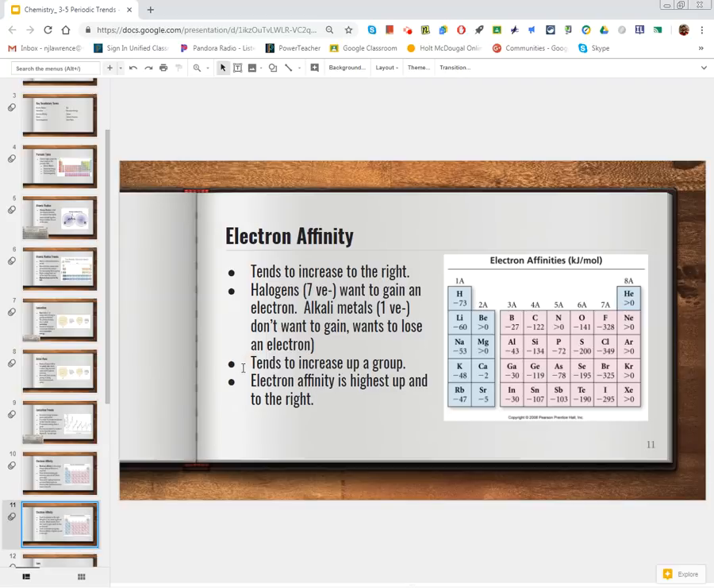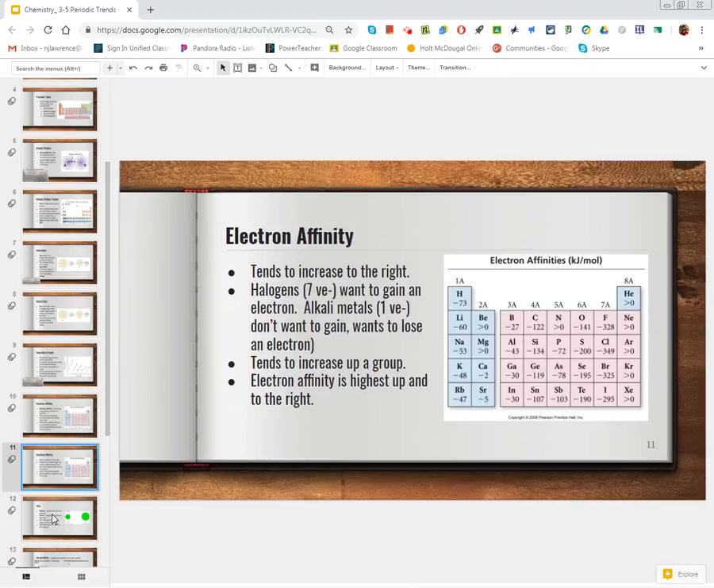But again, this tends to increase as we go up a group. And the electron affinity is the highest up and to the right. So again, fluorine has the most to gain, has the most energy change when it comes to taking an electron, because he wants an electron.